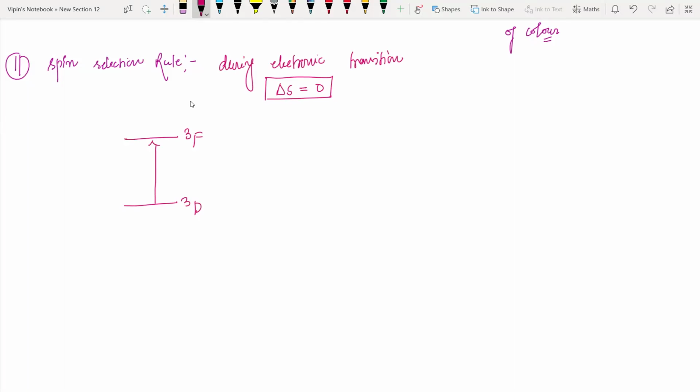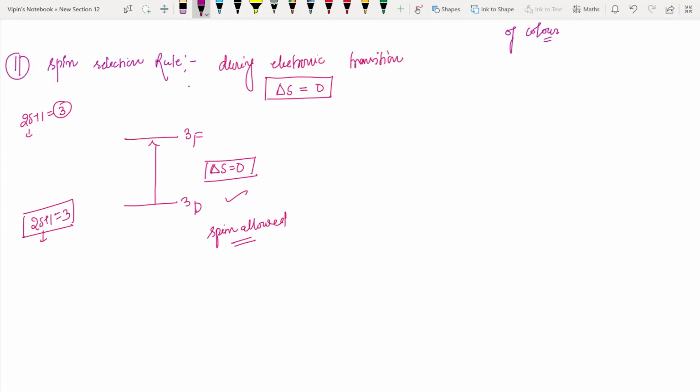This is the spin multiplicity. If the spin multiplicity is the same, then the spin value will also be the same, because 2S plus 1 is 3 here and 2S plus 1 is 3 here. If both these values are the same, it means S will be the same. So the difference between the spin quantum numbers of the two states is zero. It means this electronic transition is spin allowed, right?